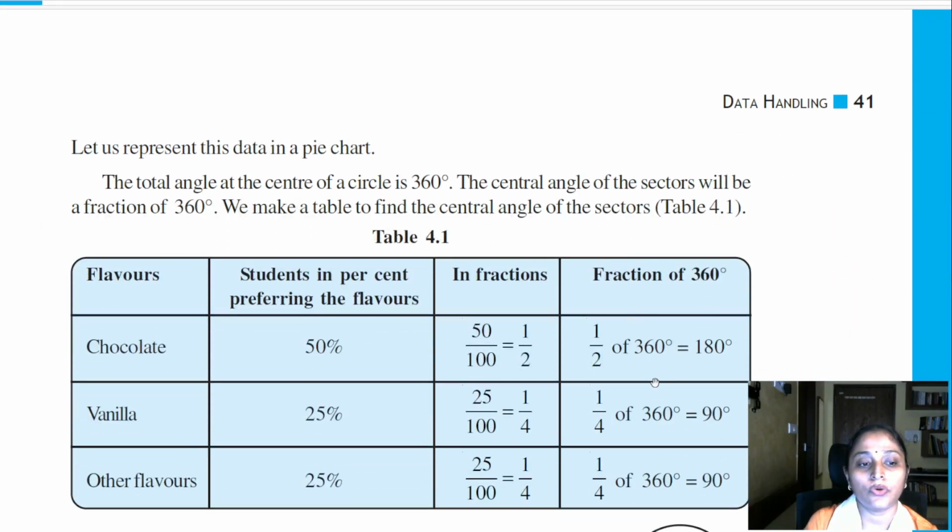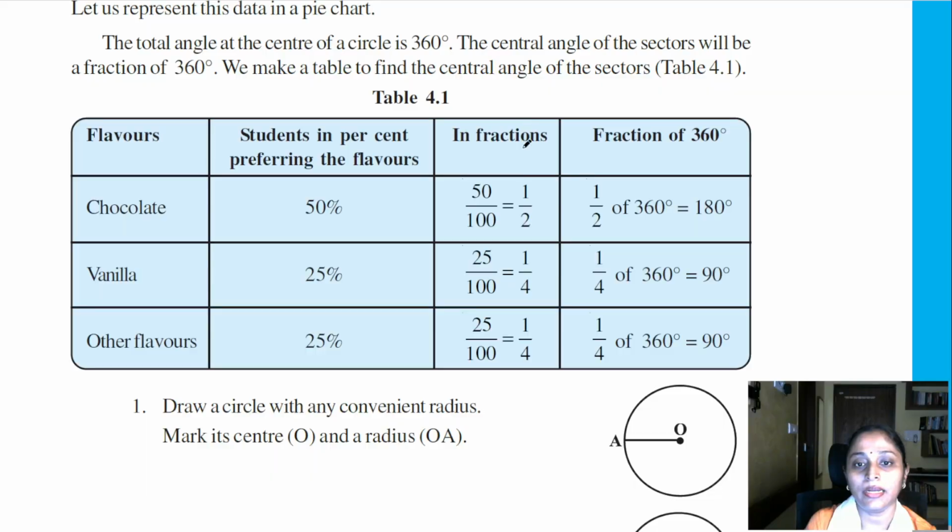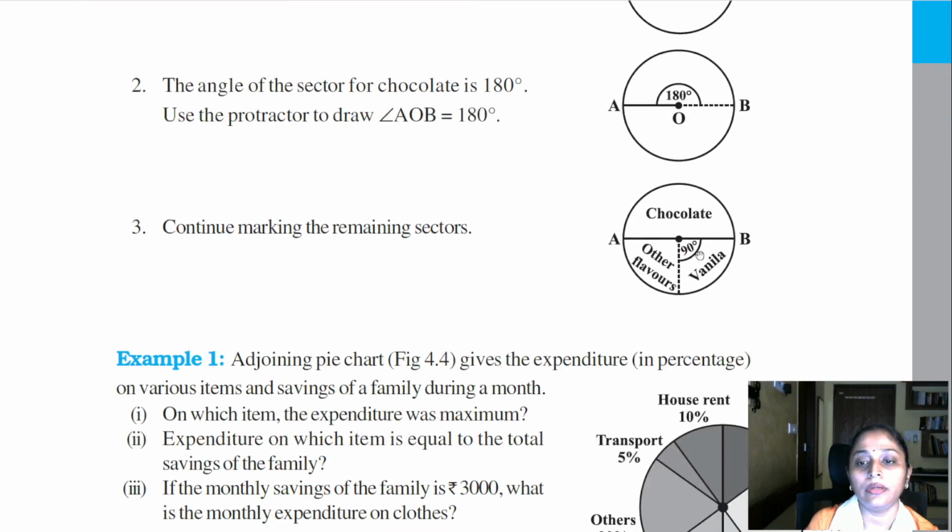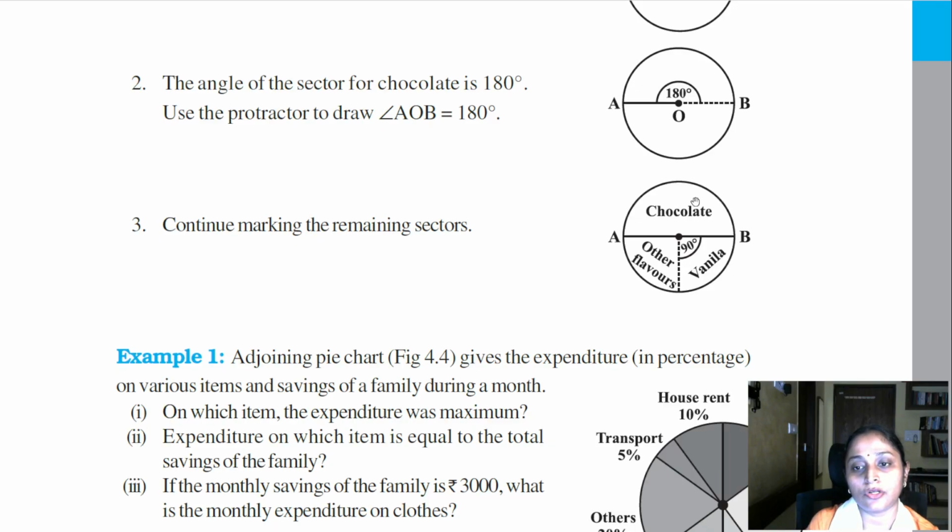So as you can see, that's what he has done. Fractions and then the angle. So you will draw the circle and you're going to draw the corresponding angles, different sectors, and you will name them. If the space inside is not sufficient, you can simply put an arrow mark and name it outside also. So that is about drawing a pie chart.